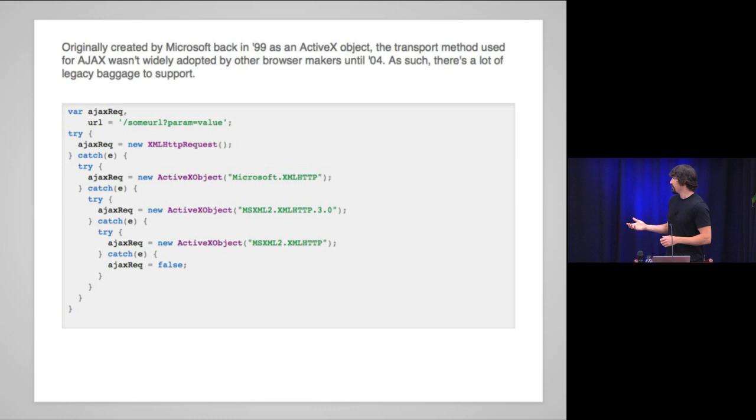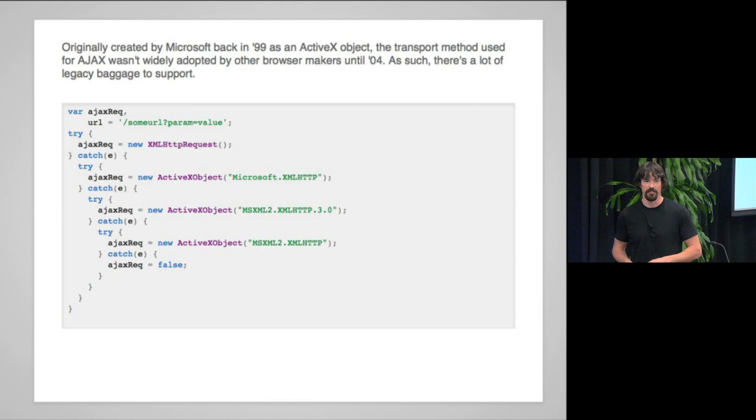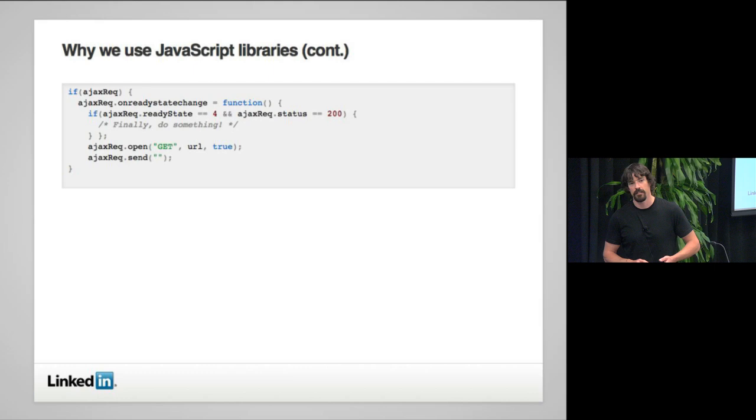So the first condition in this try-catch block is going to satisfy most of the current browsers. In fact, IE7 and above will work with that. This legacy stuff is still around for IE6, and there are actually different versions of the ActiveX object that were out there. So this is a little contrived. It doesn't have to be quite so complex, but as you see, there's still a lot of support you need to test for. And then finally, you have to go ahead and add your callback, check the ready state, check the status of the request.